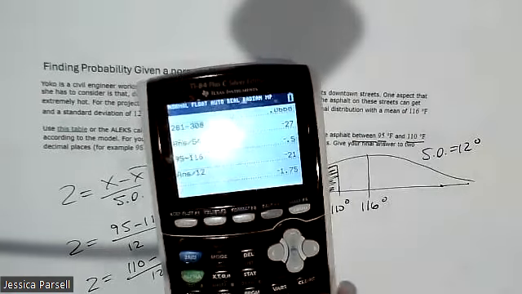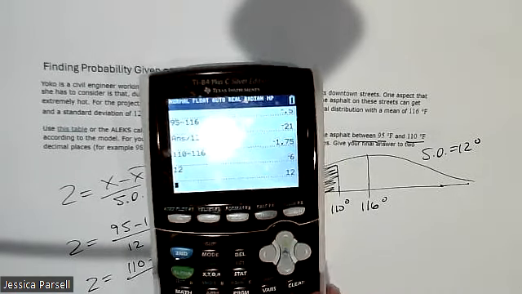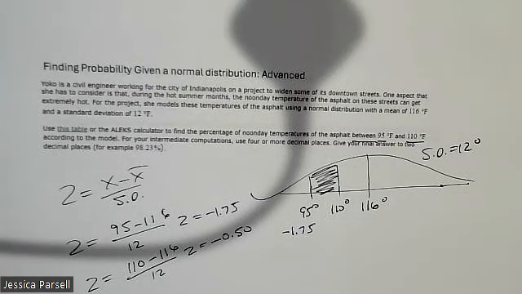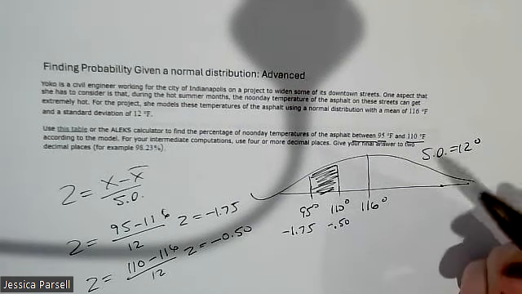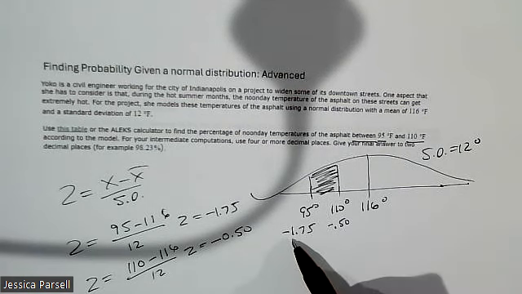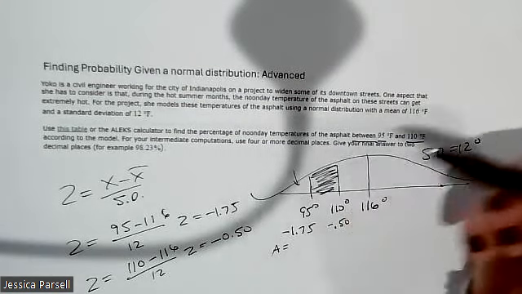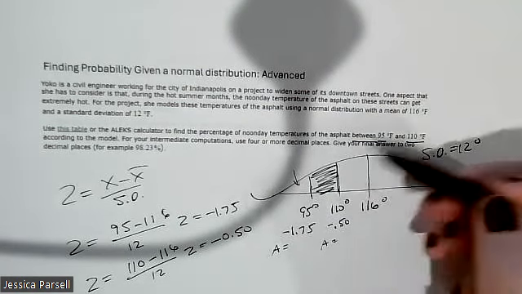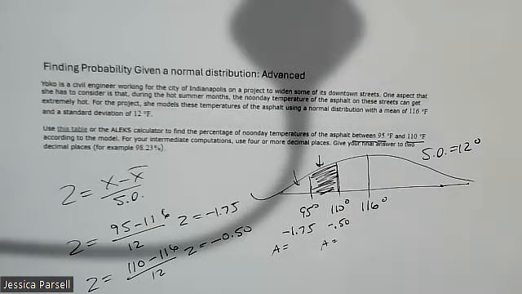All right, so let's see if that's right. Yep, negative 0.50, which makes sense. So we're going to go to the chart and get the area that corresponds to negative 1.75. Then we're going to find the area that corresponds to negative 0.50, which will give us from here to here, and then, you guessed it, you're going to have to subtract the two.